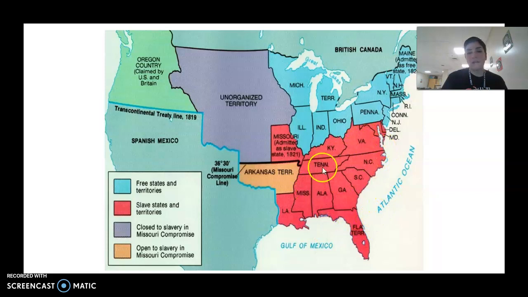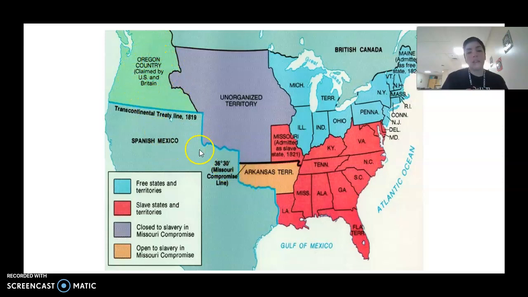This is what the country looks like after the Missouri Compromise. So you have in the red states all of the slave states that are here. Now you have up here in the blue free states that do not have slaves. We have unorganized territory. That means that this has not really become part of the U.S. yet. We have not divided this up into states. Then you have Spanish Mexico. This is the area that starts to be fought over in the Mexican War. And then you have Oregon country.